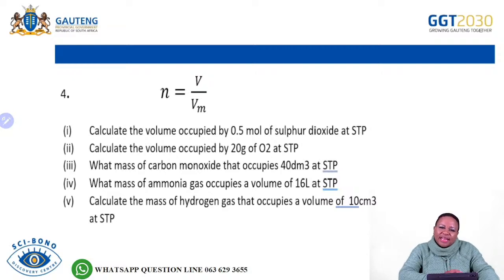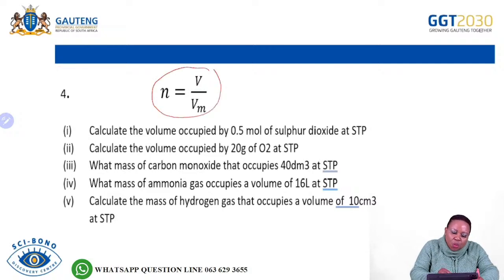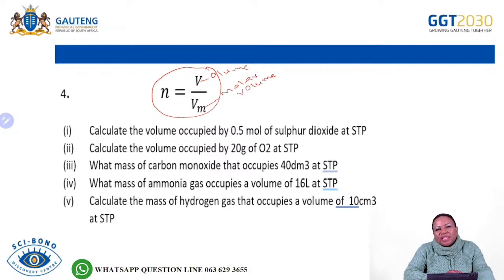Now let's go to the next formula that we also used in grade 11 to calculate the number of moles. We use the formula n is equal to V over Vm, whereby V represents the volume, and Vm represents the molar volume. As part of our data sheet, the molar volume is provided to us, and the value of the molar volume is 22,4 decimeter cubed.